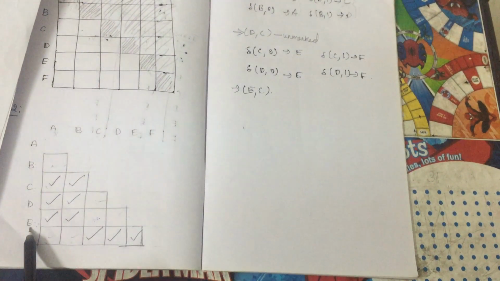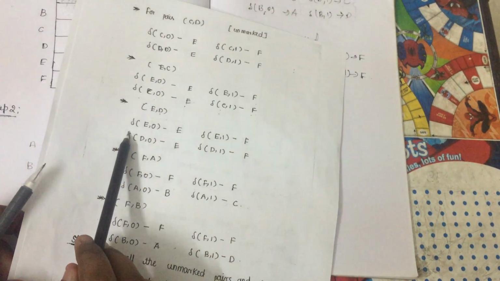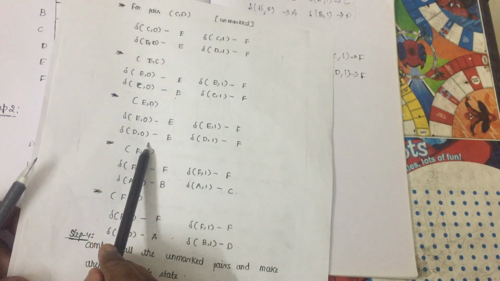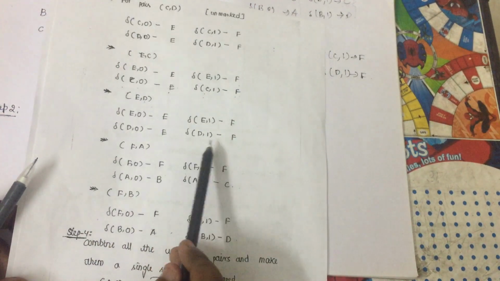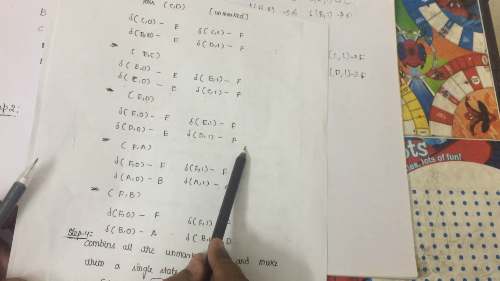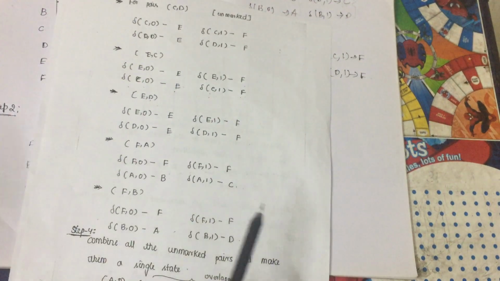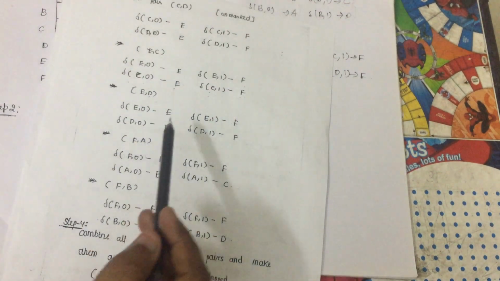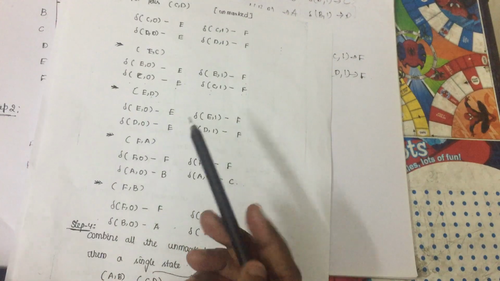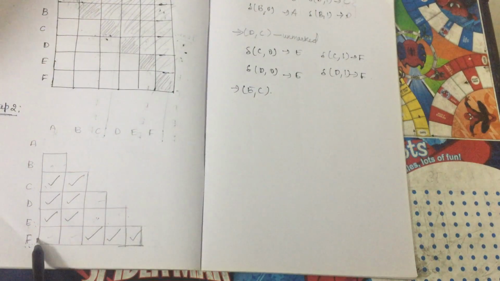Now coming to the pair E and D. Find out the transition function delta of E comma 0, delta of D comma 0, delta of E comma 1, delta of D comma 1. Find out the outputs E and F we are going to get. We don't have the cells at all. So that means there is nothing to be marked for the pair E and D. So we left out ED also unmarked. Now coming to the cells F and A.